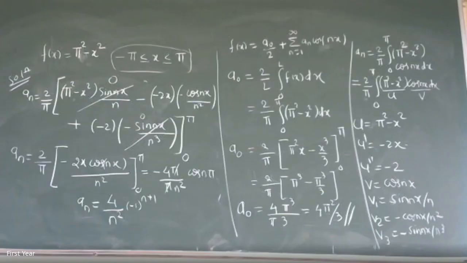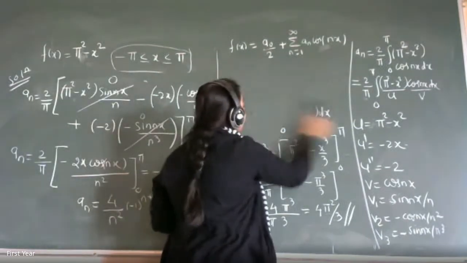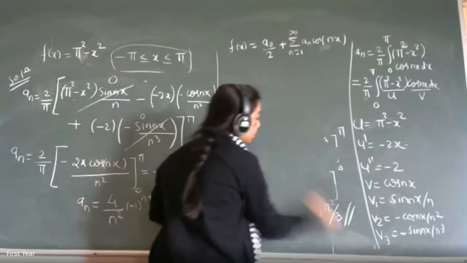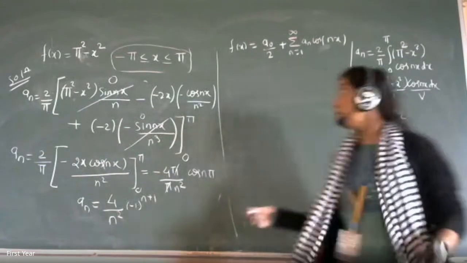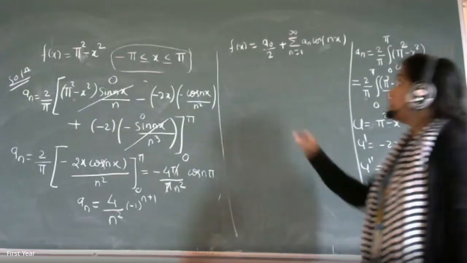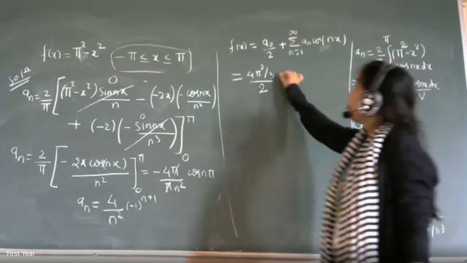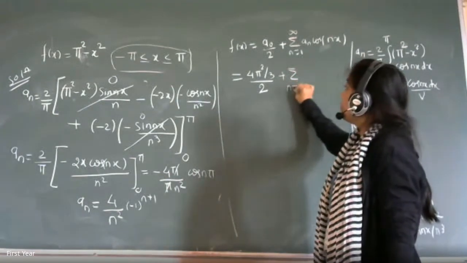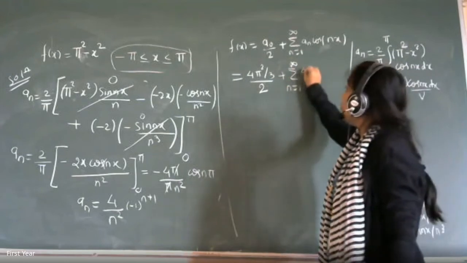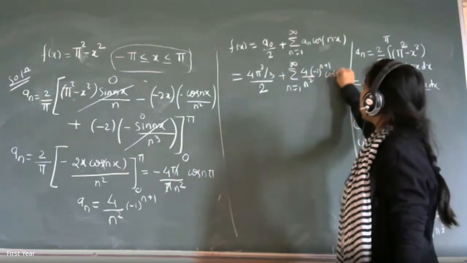Yes, ma'am. So now you substitute this in the Fourier series expansion here, and that's your answer. So the Fourier series expansion will be nothing but f of x is equal to a naught by 2. What did we get for a naught? I think it was 4 pi square by 3. Yes, a naught was that. So 4 pi square by 3 divided by 2, because it is a naught by 2, plus summation n from 1 to infinity, an is 4 upon n square, minus 1 to n plus 1 into cos of nx.